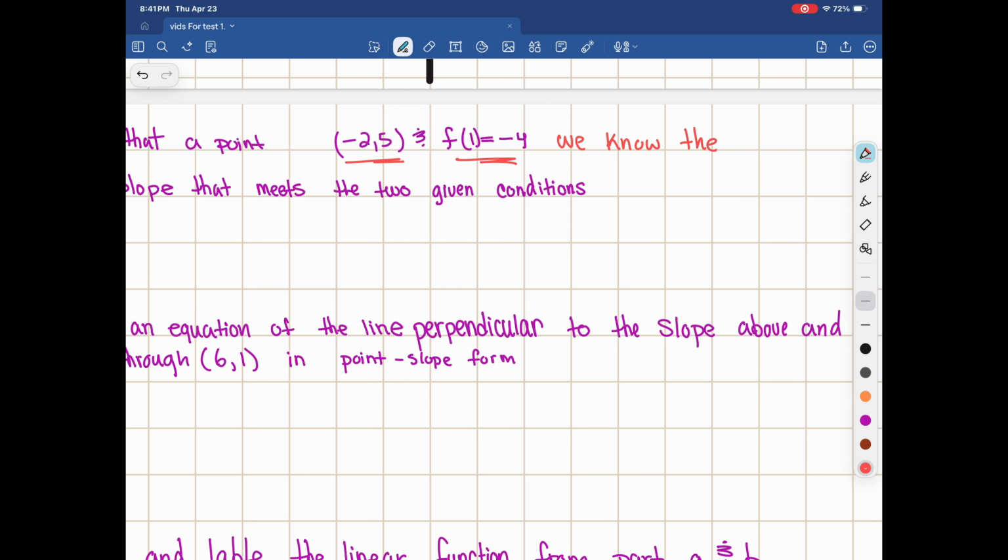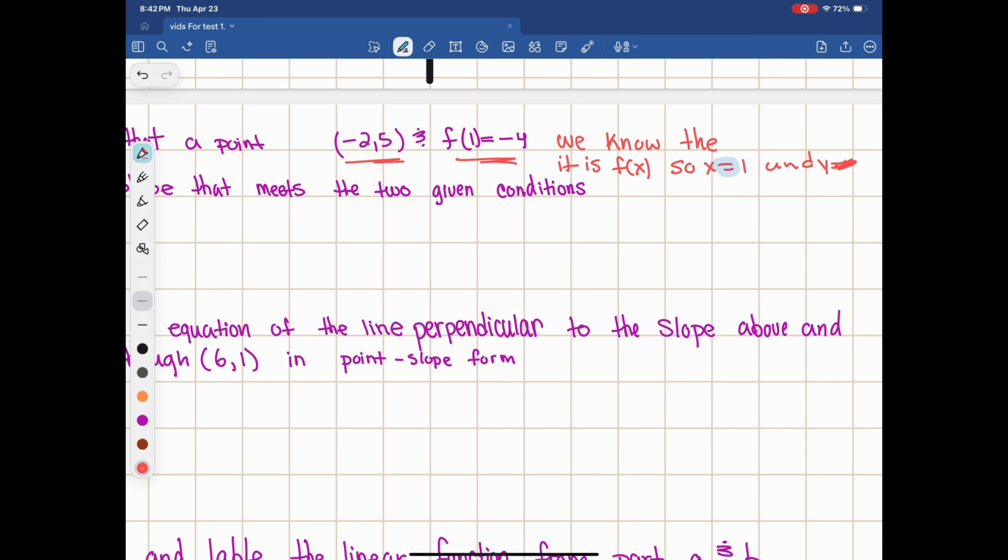We also like to notate here that f of 1 is equal to negative 4. The 1 is obviously usually an x in f of x, so that's going to be our x value, and negative 4 is going to be our y value. And I kind of notate that here. So our points should be negative 2, 5, and 1, negative 4.